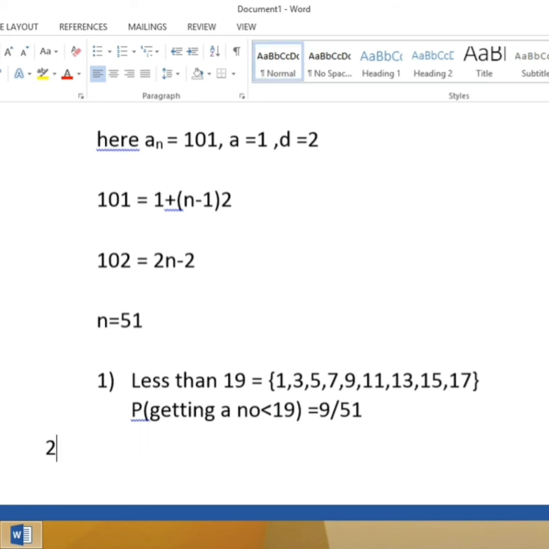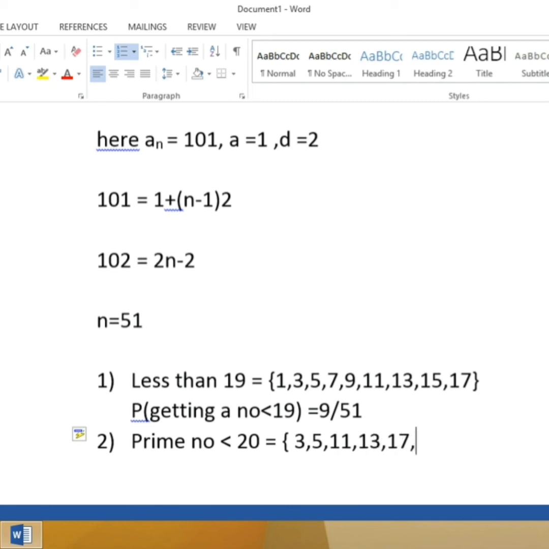Next, the second part of the question is a prime number less than 20. So we need to list them out. That's going to be 3, 5, 11, 13, 17, and 19. So the probability of getting a prime number less than 20 is equal to 6 by 51.